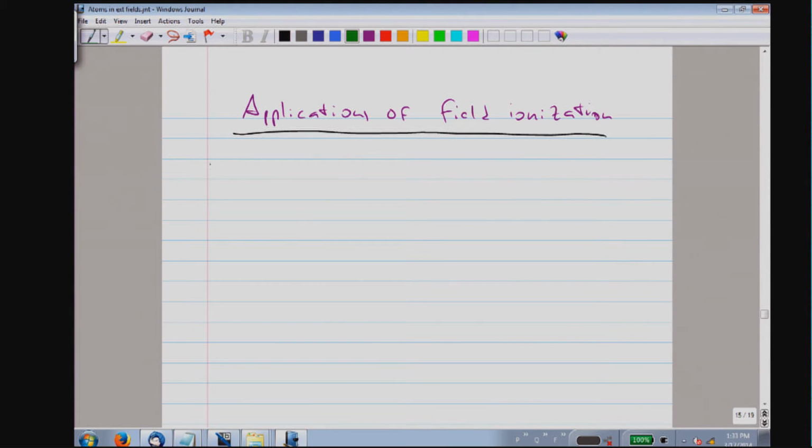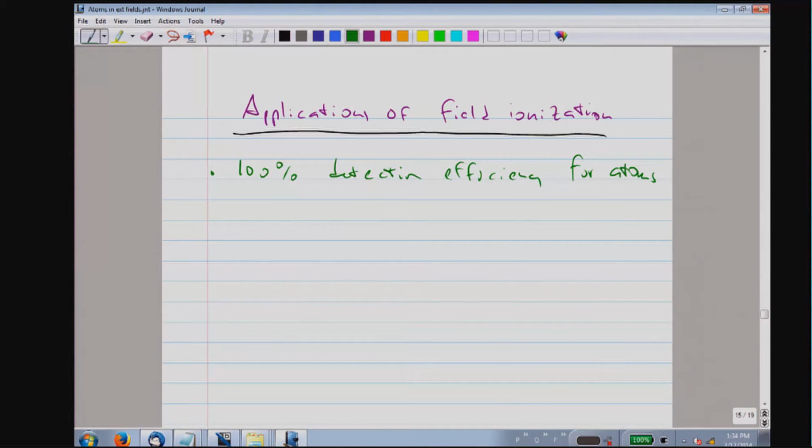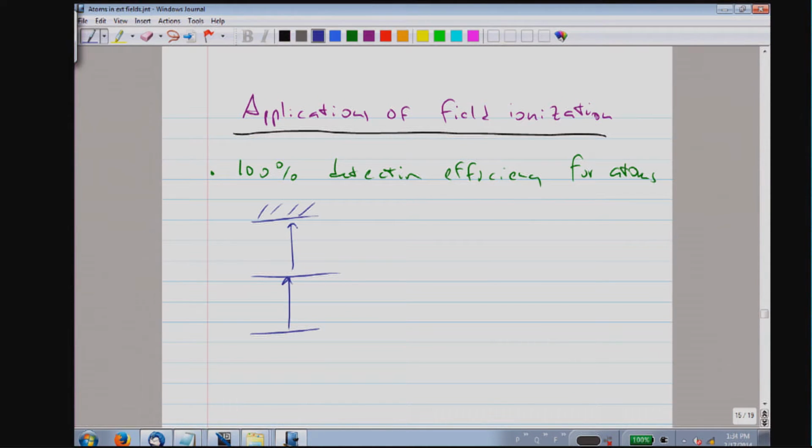One is close to 100% detection efficiency for atoms. If you want to detect single atoms, for instance, you have a krypton sample and you want to find a rare isotope of krypton for dating the material, you need an extremely high sensitivity, and you may just have a few single atoms in the sample. One way to do it would be to excite the atom, maybe through an intermediate state, to a Rydberg state.